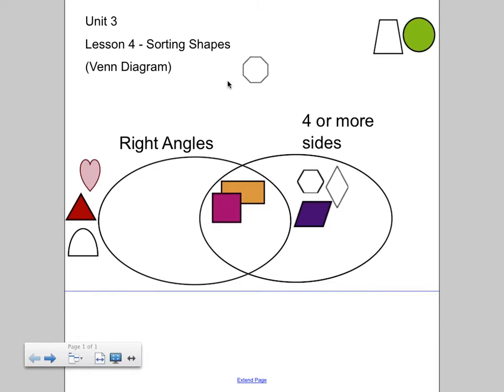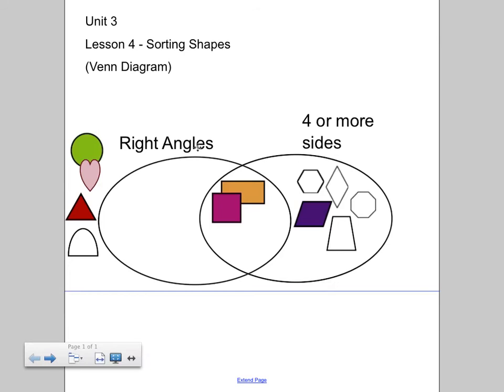Now I'm at this shape here. This is an octagon. There are no right angles in this octagon. However, it does have more than 4 sides, so I'll slide that over here. This shape over here does not have any right angles. This is more than 90, this is less. It does have 4 or more sides, so I'll throw it over here. And now I have this circle. This circle does not have any right angles, and it does not have 4 or more sides. So it doesn't fit any of these categories, so that will go on the outside as well.